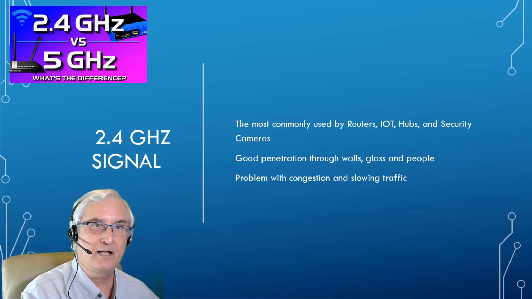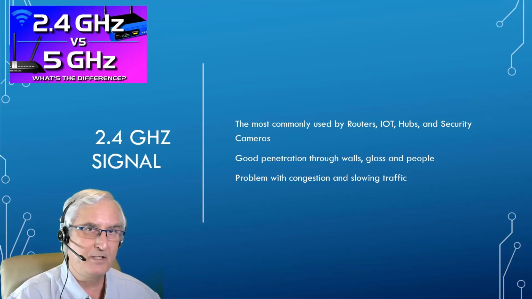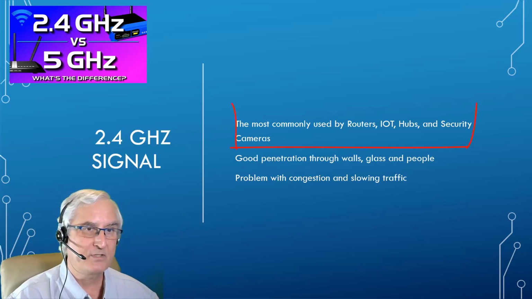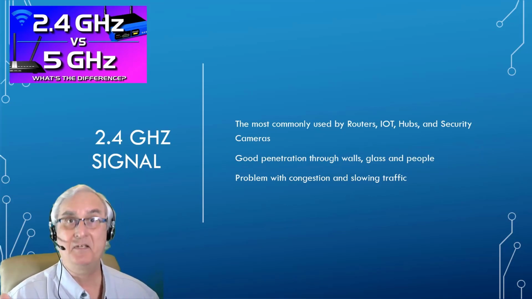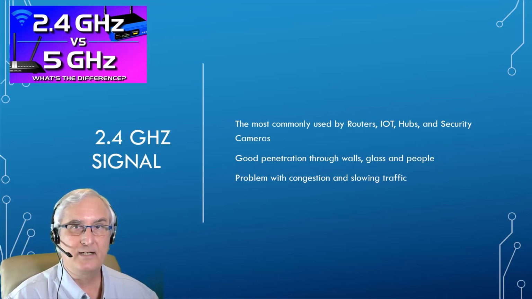Now let's talk about the 2 signals. There's the 2.4 gigahertz signal. This is the most commonly used with routers, Internet of Things hubs, and security cameras. They usually broadcast on 2.4 gigahertz. It gets fairly good penetration, so it goes through walls, glass, and certainly even people, right? So this is why it's always been used. This is the original Wi-Fi signal, 2.4 gigahertz. The problem, of course, is that since everybody's broadcasting on that one signal, it can lead to a lot of congestion and slowing of traffic.